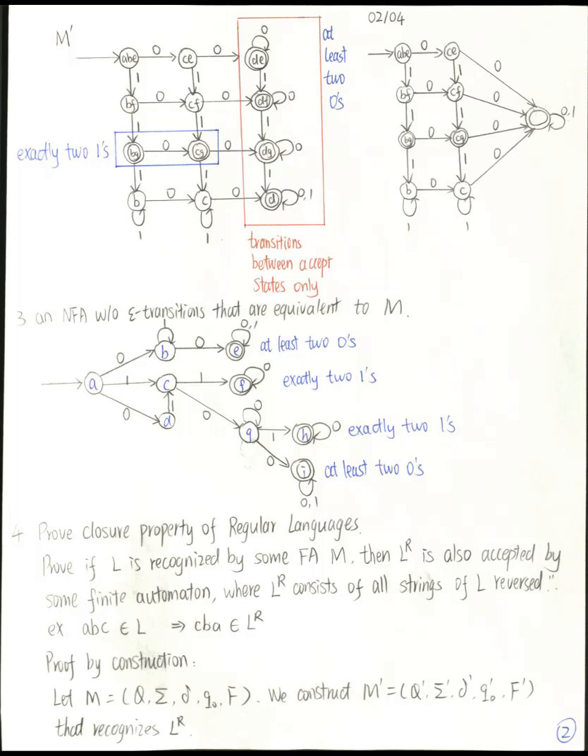And from that C, I want to read exactly 2 ones. What I do is I can read another 1 and go to F, or I can read a 0 or any number of zeros and then read a 1. The difference here is I have 2 consecutive ones or I have separated ones.